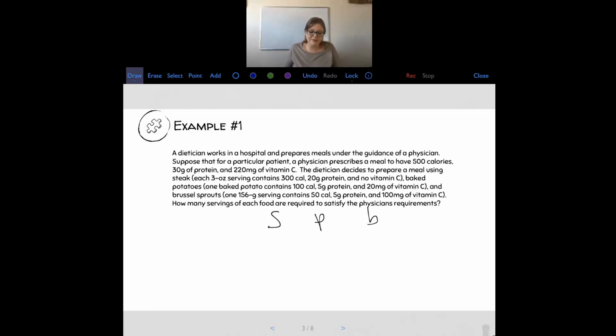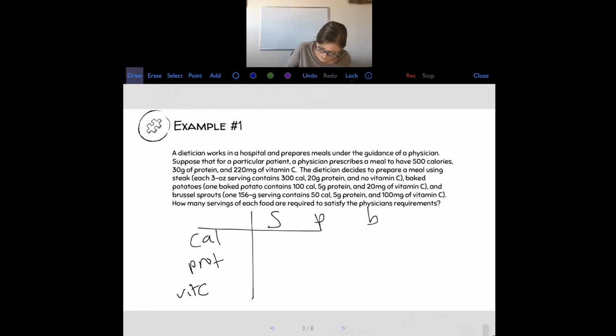Okay, and then our 3 pieces of information is we have a calorie goal, we have a protein goal, and we have a vitamin C goal. So those are going to be the 3 bits of information that we'll use to build our equations. So one equation will deal with calories, one equation will deal with protein, and one equation will deal with vitamin C. Okay, and so we can start to build a table here and fill it in.